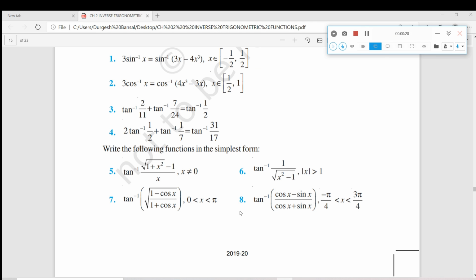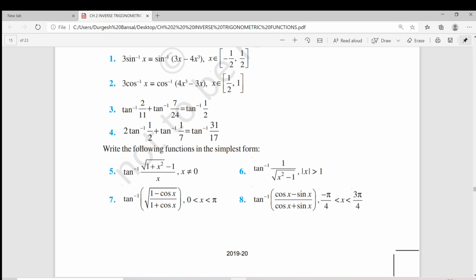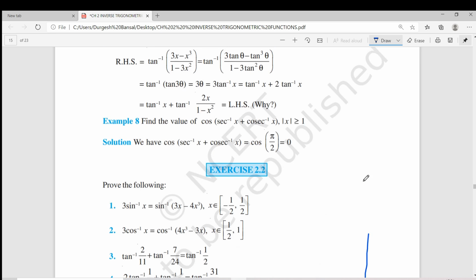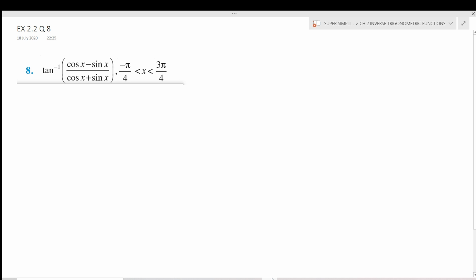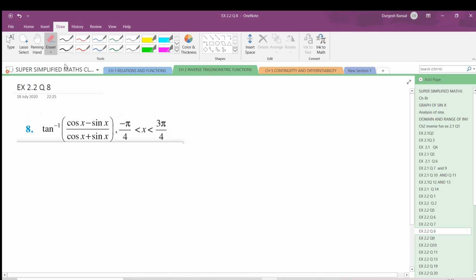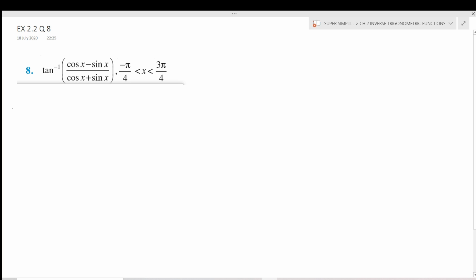Now, as you can see, this is question number 8 of exercise 2.2. The heading of the question says to write the following functions in simplest form. So you have to write this expression in simplest form. Now, to write this in simplest form, we have to somehow make either some substitution or some simplification.